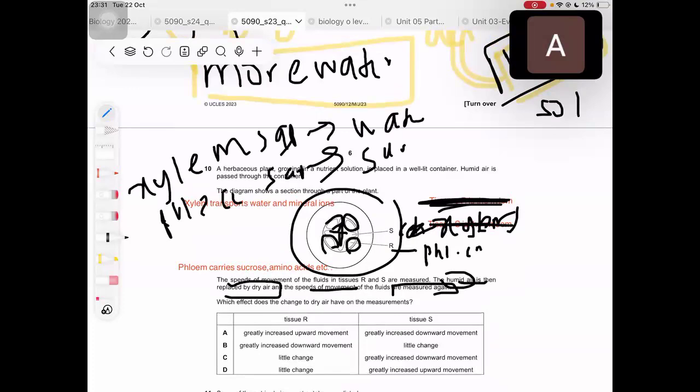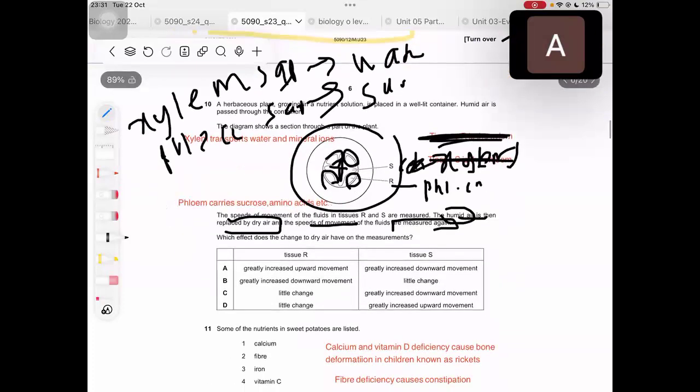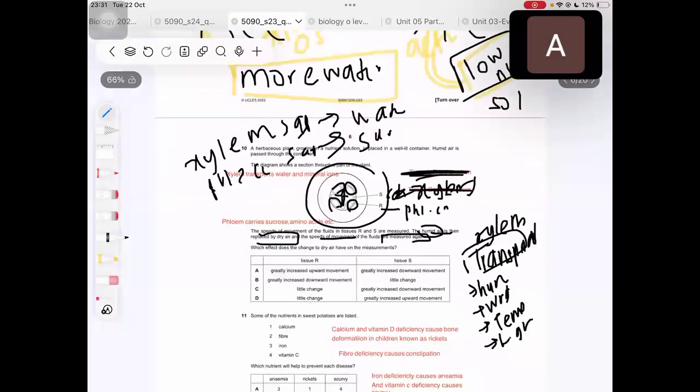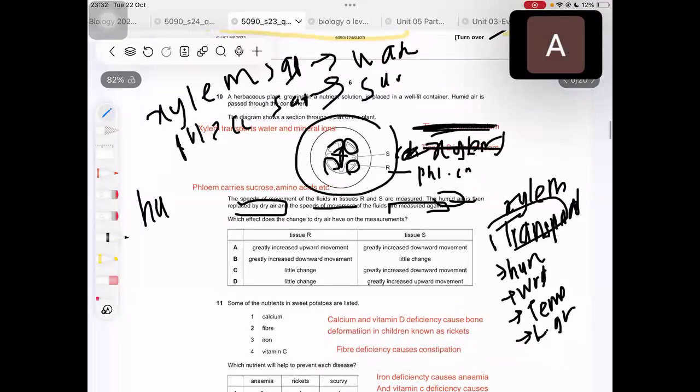So let's see, if you take S, which is the xylem, xylem carries water and this process is called transpiration. Transpiration is affected by several factors like humidity, wind speed, temperature, and the amount of light intensity. These things affect transpiration. Now, when there is humid air outside, that means there are a lot of water particles, right?